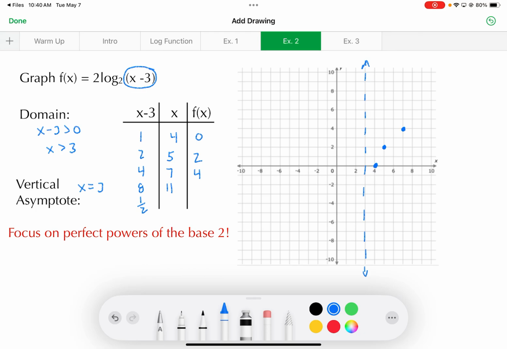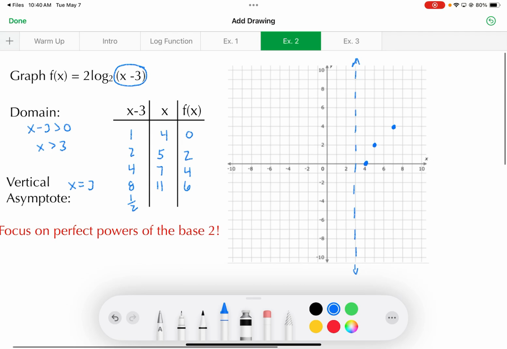Next, x is going to need to be 11. 11 minus 3 is 8. Log base 2 of 8 is 3. 3 times 2 is 6. That one you have to go off the grid a little bit, but you can still fit it.